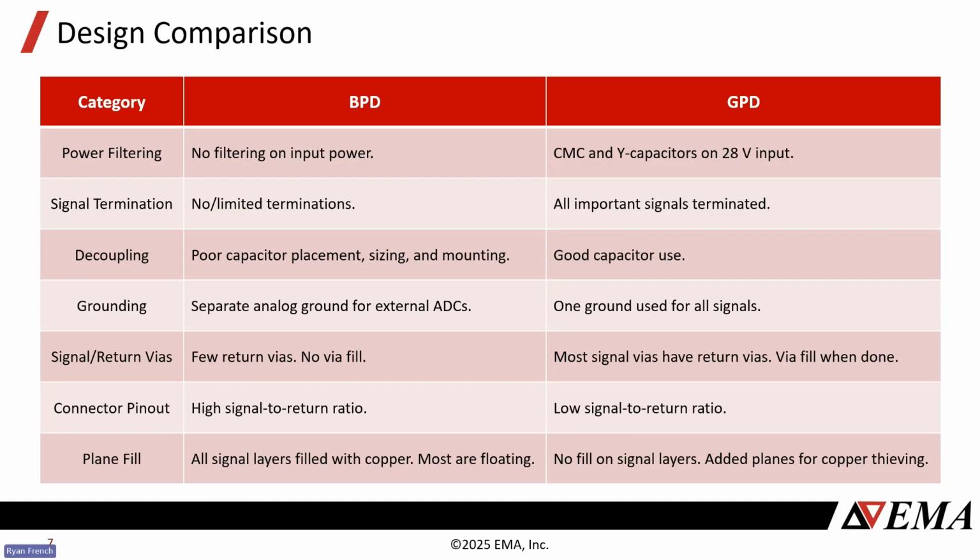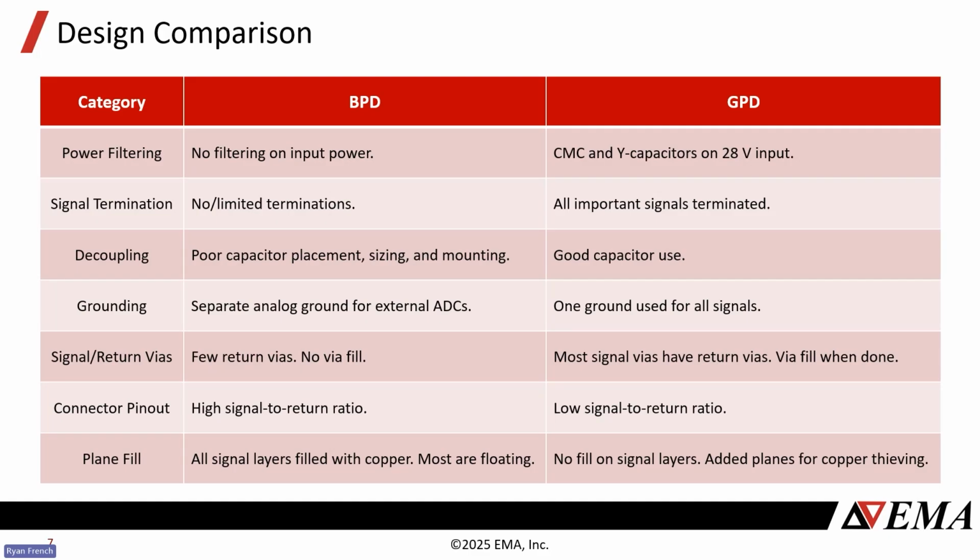We'll also dive into signal and return vias. Very few of them in the bad design, and no fill when I'm done, and we'll see the major consequence of that. Connector pinouts: there is a very high signal to return ratio on the bad design, which just means a lot of signal lines, not a whole lot of returns.